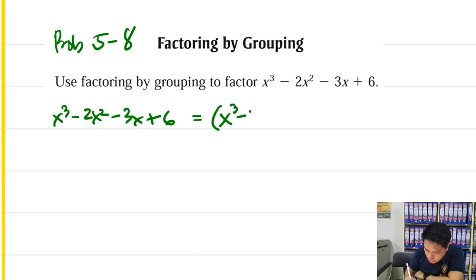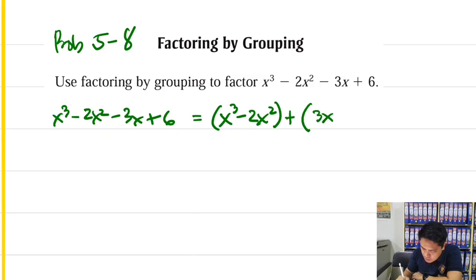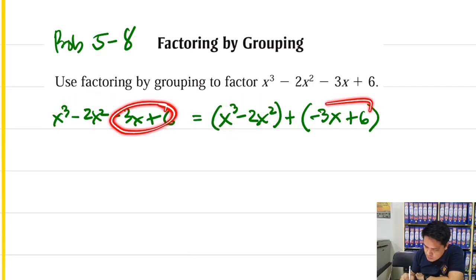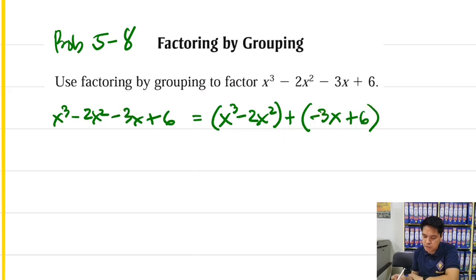So, that would be x cubed minus 2x squared. Minus, i-group natin yung second term. Kung i-group natin yung second term, that would be, or ganito na lang, plus negative 3x plus 6. Okay, so na-group natin. We group this, then we group this. Kung idugtong natin siya, syempre mawala lang yung plus, magpe-prevail yung negative sign, yung negative na operation. Okay, for the first group, may common factor tayo.